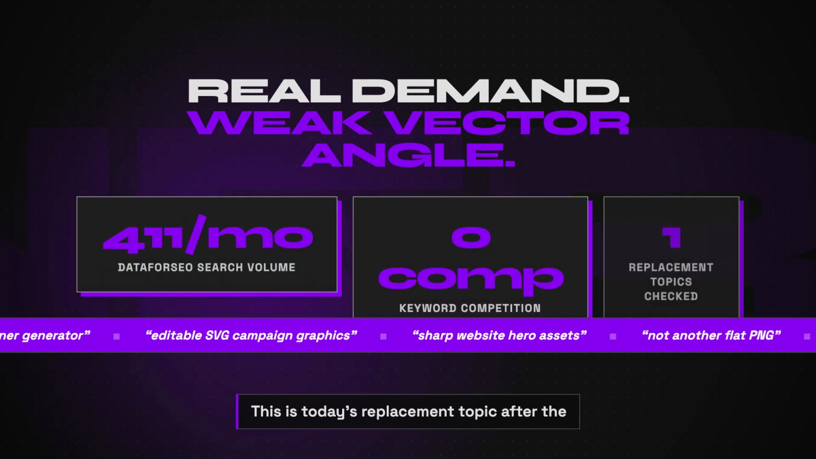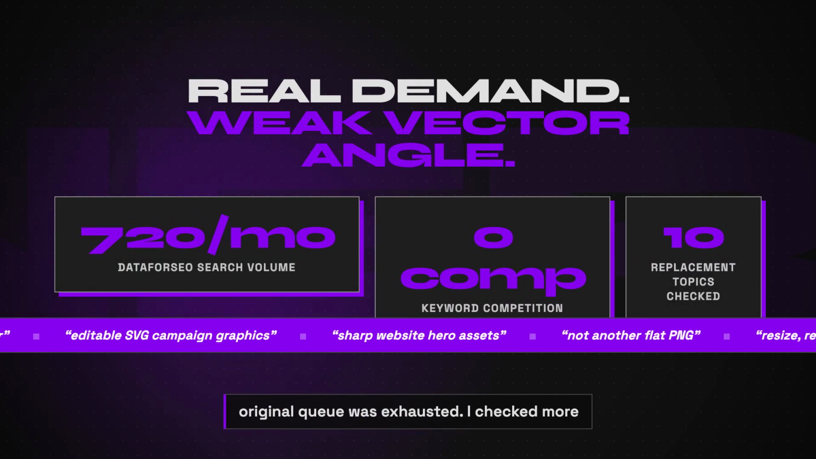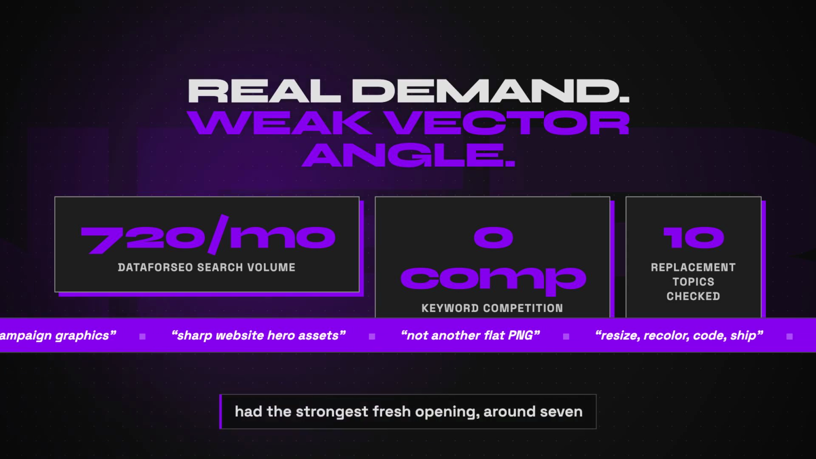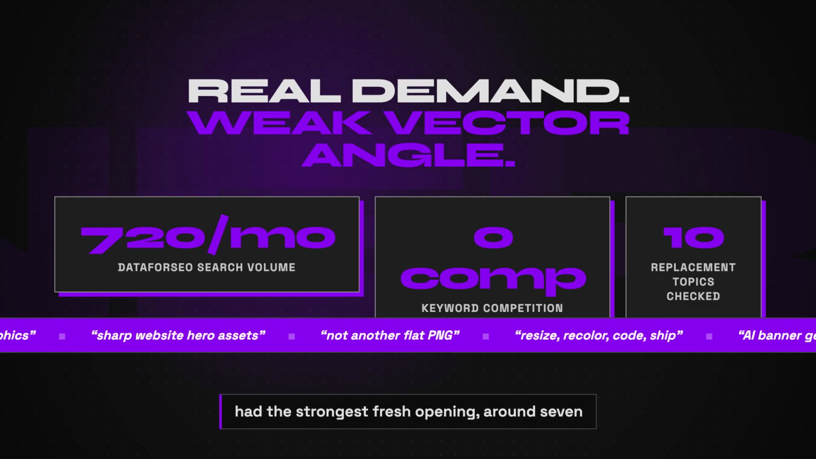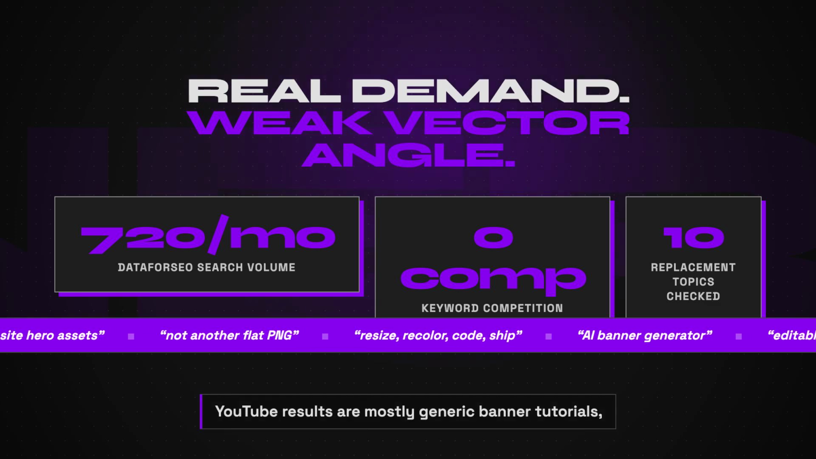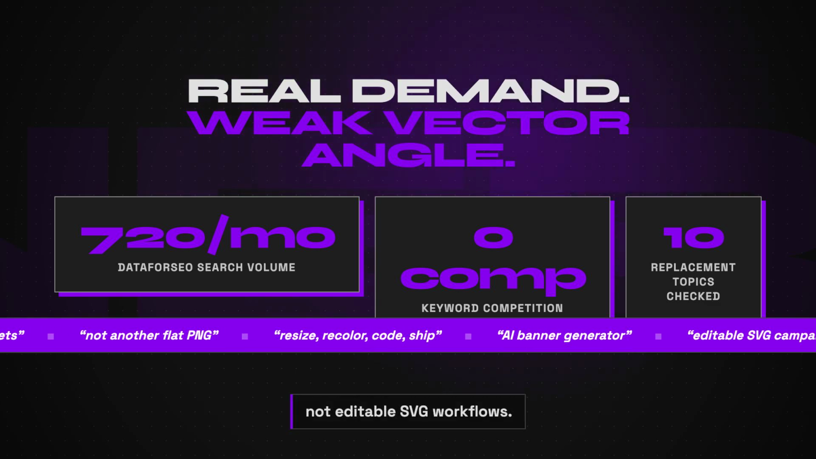This is today's replacement topic after the original queue was exhausted. I checked more than 5 DataForSEO candidates. AI Banner Generator had the strongest fresh opening, around 720 searches per month, and the YouTube results are mostly generic banner tutorials, not editable SVG workflows.